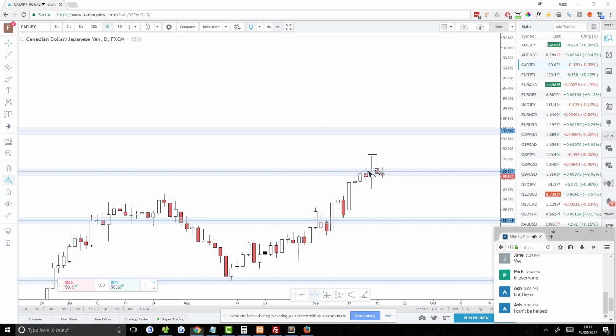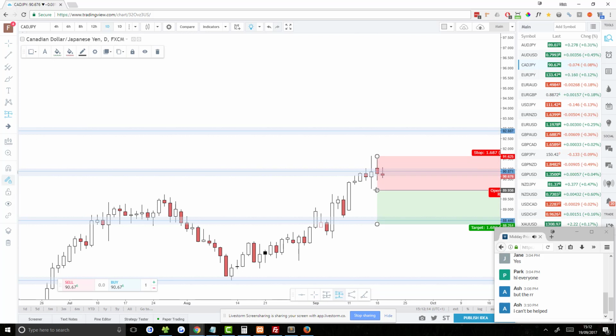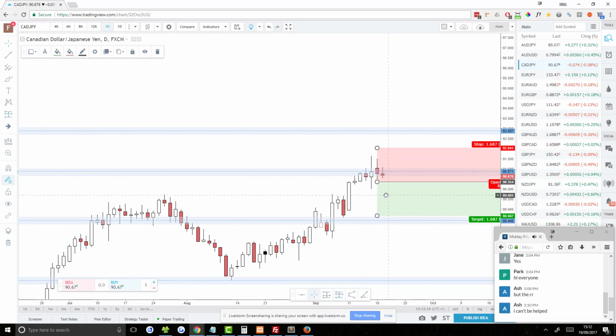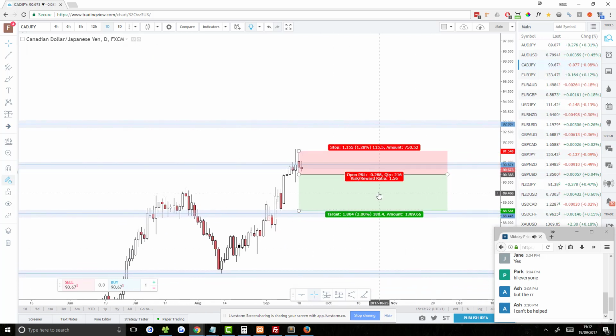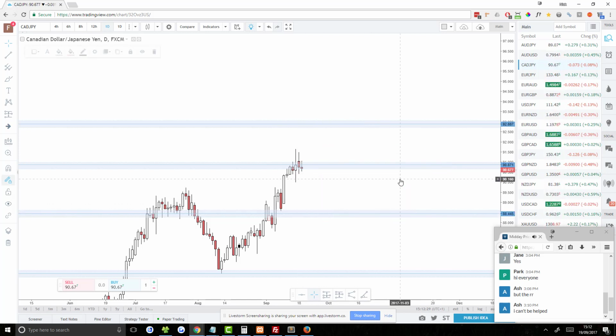If you want to slightly bend the rules, you could use the high of this candle as a stop loss, and that might just give you enough... No, it doesn't. Never mind. I was thinking maybe, but it doesn't. So the risk to reward ratio on this is a bit iffy. That doesn't mean you shouldn't take it. That just means I'm not going to take it.